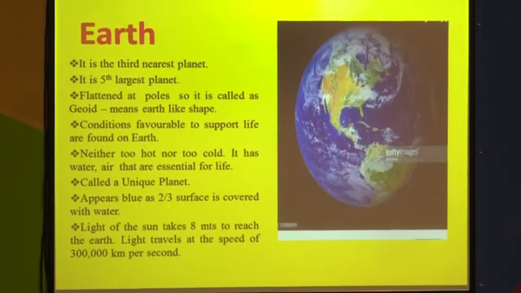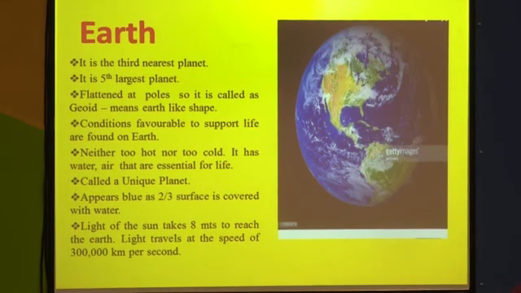Then we have seen children about the Earth, the beautiful planet Earth. I have told you that it is the third nearest planet and it is the 5th largest planet. Again why is it called a unique planet? Because it is neither too hot nor too cold. Life is only possible on our planet Earth. And again why does it appear blue? Because 2/3 of its portion is covered with water. So it appears as a blue planet and we call it a blue planet also.